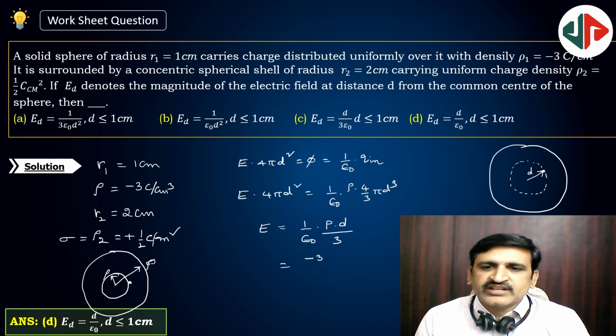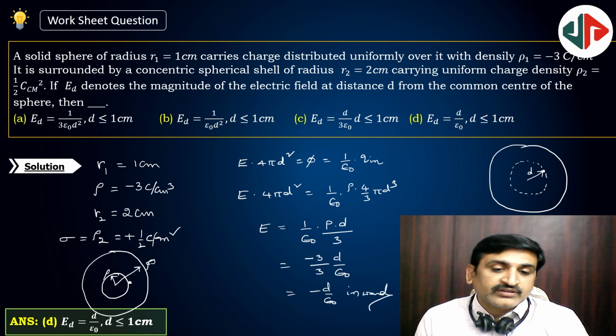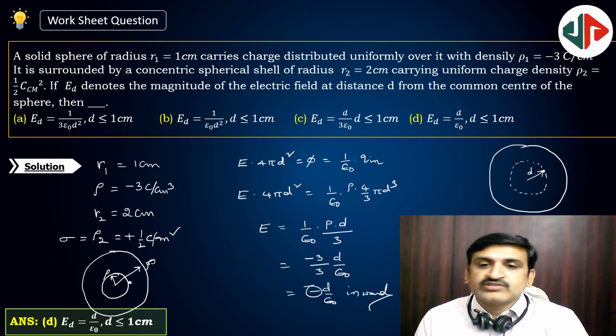Minus 3, of course negative answer will come: minus 3 by 3 into d by epsilon naught. So that is equal to minus d by epsilon naught. The minus sign indicates inward flux, inward field. So the option is D.